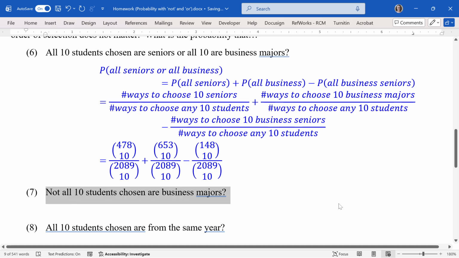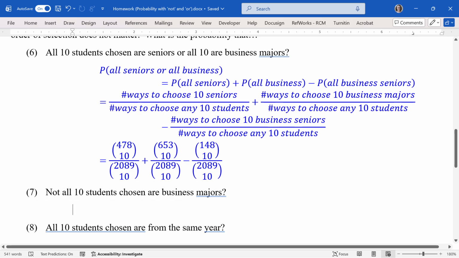Not all 10 students chosen are business majors. So be careful with how you interpret this. It doesn't mean that they're all not business majors. It simply means they're not all business majors. So 9 of them could be business majors as long as the 10th one is not. So there's a lot of different ways this could happen. They could be all not business majors, or you could have 1 or 2 business majors, or any number of business majors, as long as it's not all 10. Okay? So the words not all and all not mean something different.